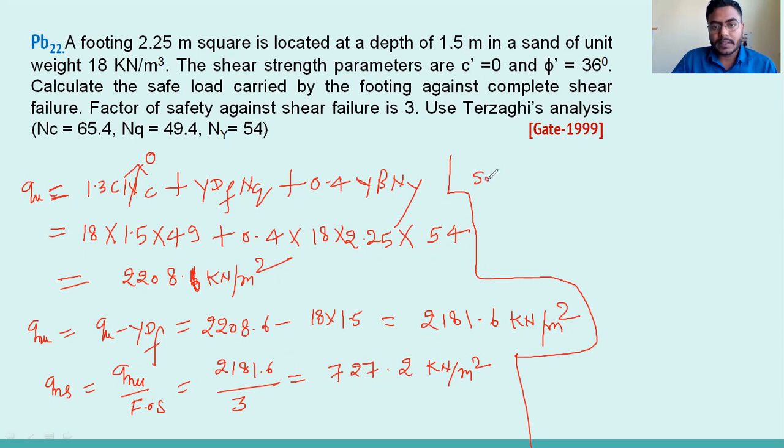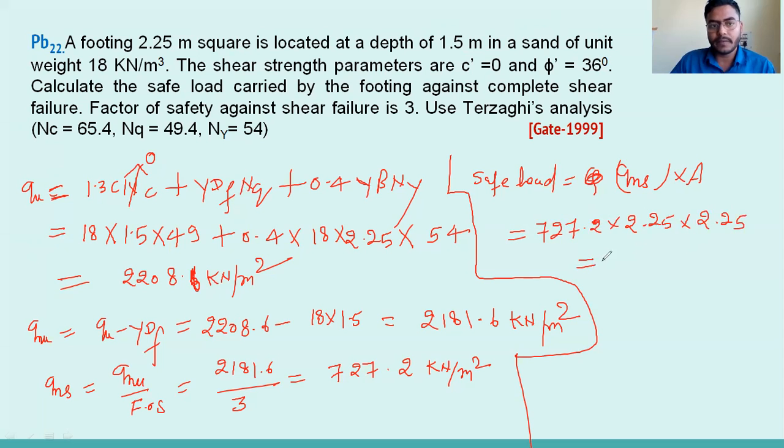Now we have to calculate the safe load, so that we know QNS into area. QNS we have 727.2. What is the area? The width of foundation is 2.25 and the foundation is square in shape, so 2.25 into 2.25. I have calculated already, we get 3681.45 kilonewton.